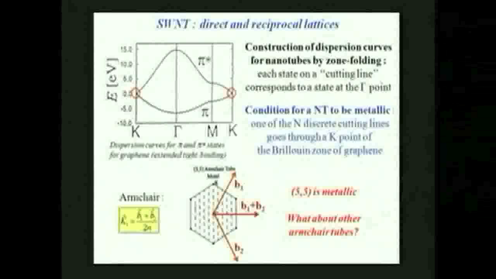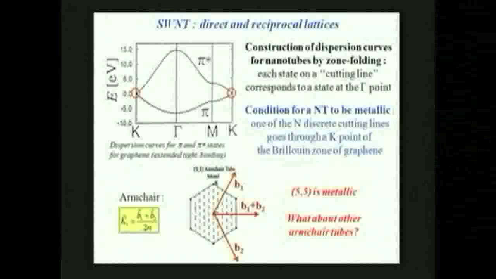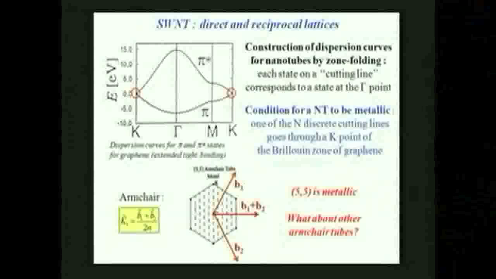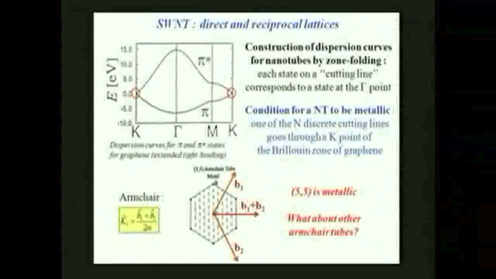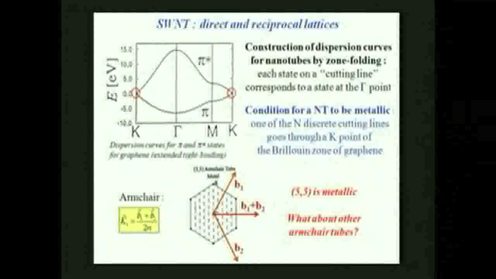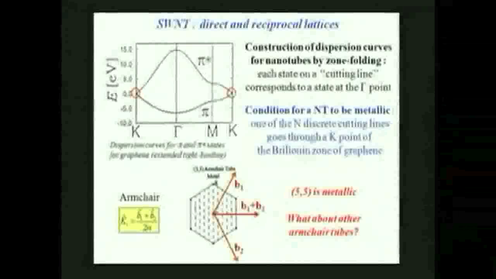So now it's just a question of drawing. It's just a question of cutting the Brillouin zone of graphene, which is here. This is the Brillouin zone of graphene. This is the origin. This is the edge of the Brillouin zone. This is the famous K point, which is the only point of the Brillouin zone of graphene where you have electronic states at the Fermi level. So we will cut this Brillouin zone according to this vector.